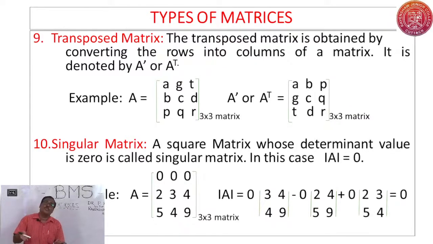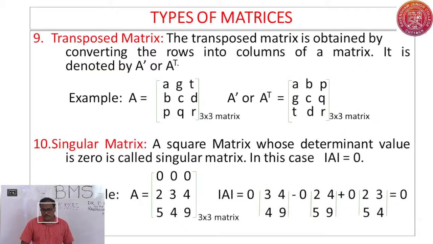Then how do we find the determinant value? This is another chapter, and I gave an example of how to calculate the determinant value of a 3 into 3 matrix. Remember that the determinant value can only be found for a square matrix. Otherwise we cannot find it. In a rectangular matrix we cannot find it, only in the case of a square matrix.